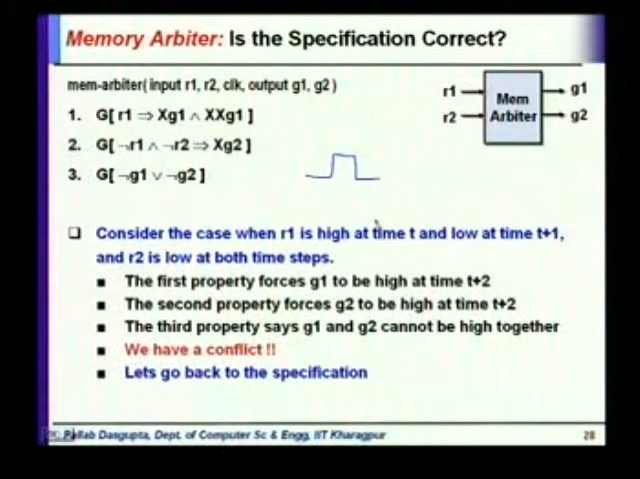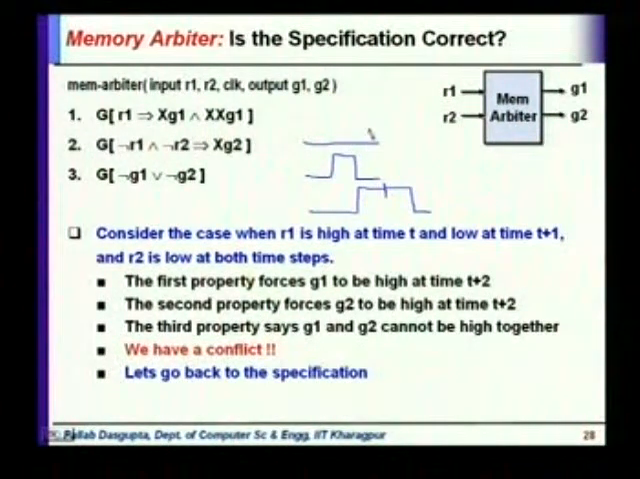Right? Now, what does this property say? This property says that in the next two cycles, G1 must be high. So it must be high in the next cycle and it must be high in the next to next cycle also, right. So it must be high in two consecutive cycles. Now, let us see what this one says. Now, let us look at the situation here. Let us say that the other request line R2 is always low. So it is always low.